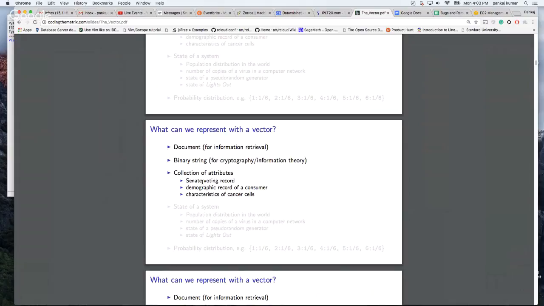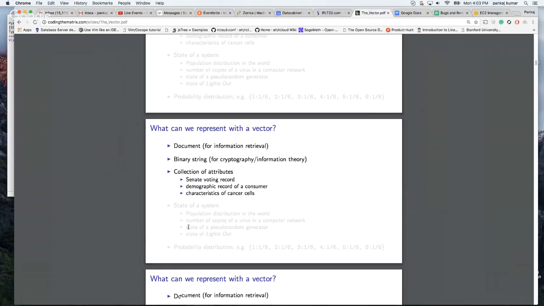And then you can define a vector on top of that, if you define an algebra on top of that. You can define a voting record vector. And then there is the demographic record of a consumer: the consumer's age, race, everything, that whole thing can be considered a vector. Characteristics of cancer cells, the ACTG sequences, can be a vector.